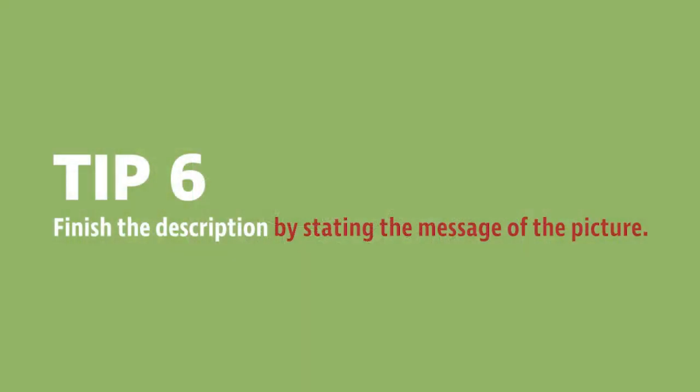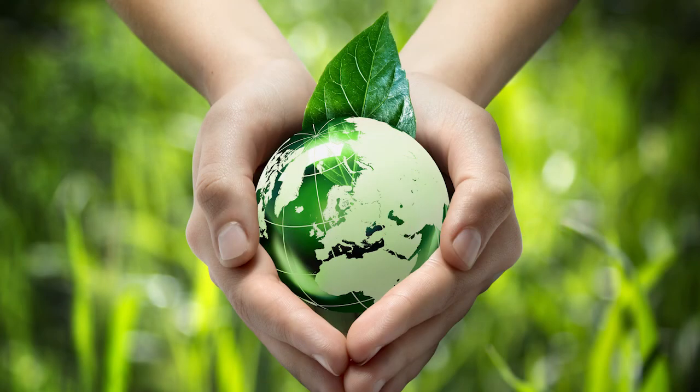Tip number 6, finish the description by stating the message of the picture. So what do you think the overall message of this picture is? In this picture, it's pretty easy, I think. You have a pair of gentle hands and a ball that represents the planet or Earth. So the message of this image is certainly that it is in our hands to protect our planet.